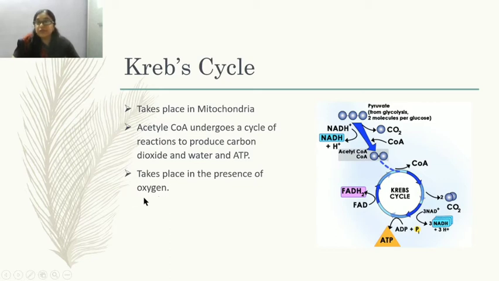This is the difference between glycolysis and the Krebs cycle. In glycolysis there is no requirement of oxygen, but in the Krebs cycle oxygen is required. So this is the Krebs cycle, it takes place in mitochondria, produces ATP, and takes place in the presence of oxygen. This Krebs cycle is known as the citric acid cycle, also the tricarboxylic cycle, as the first product formed is the tricarboxylic acid or the citric acid.